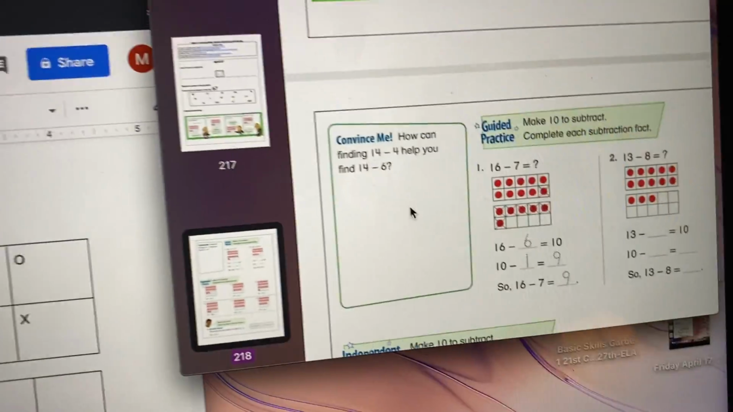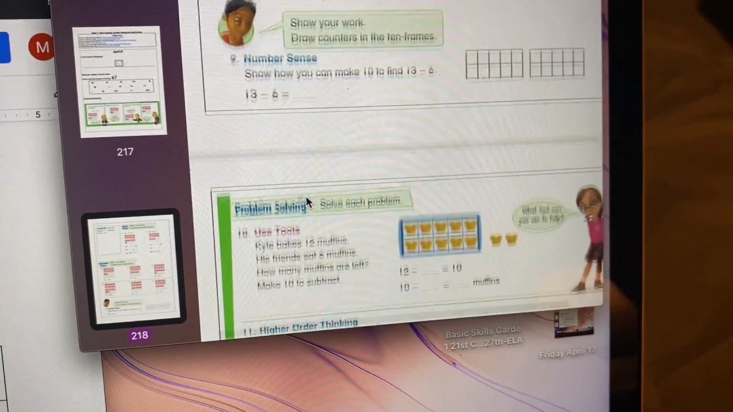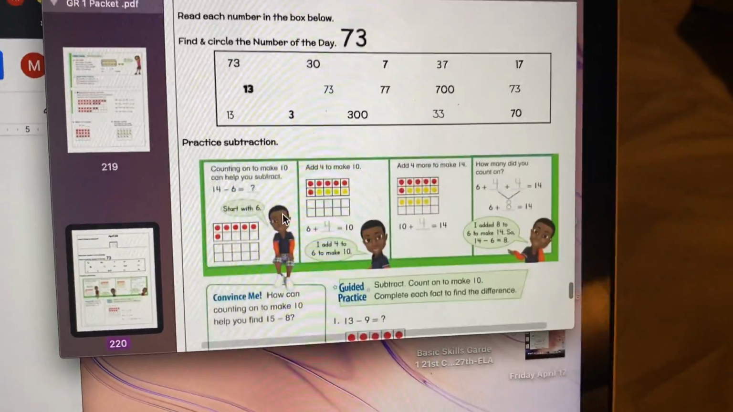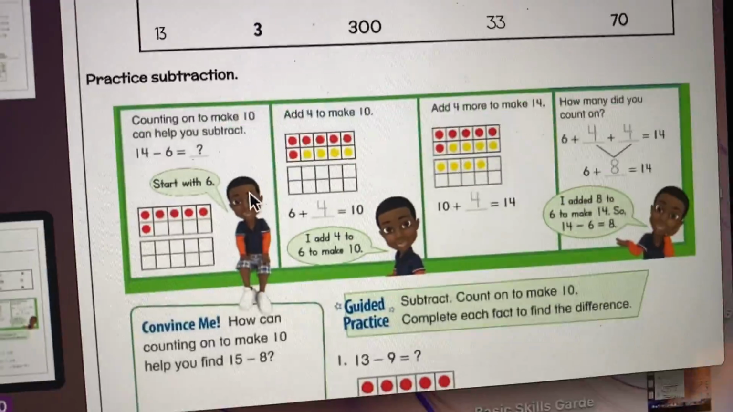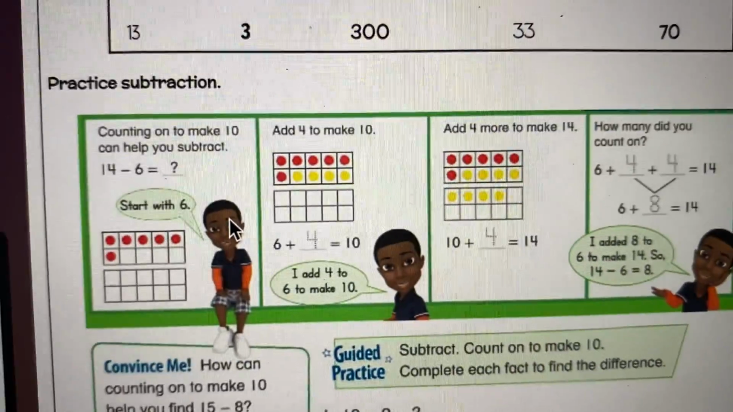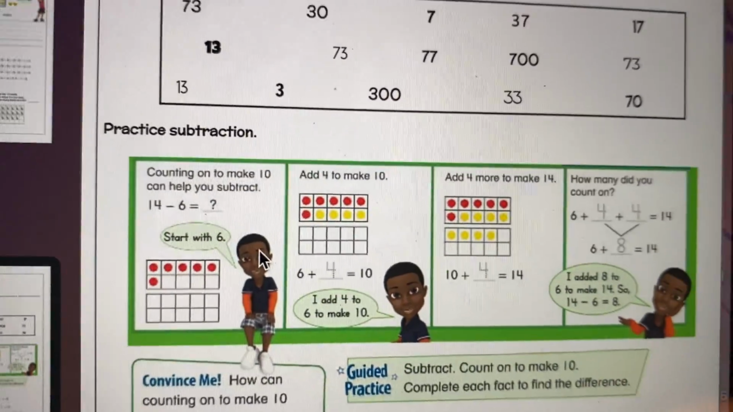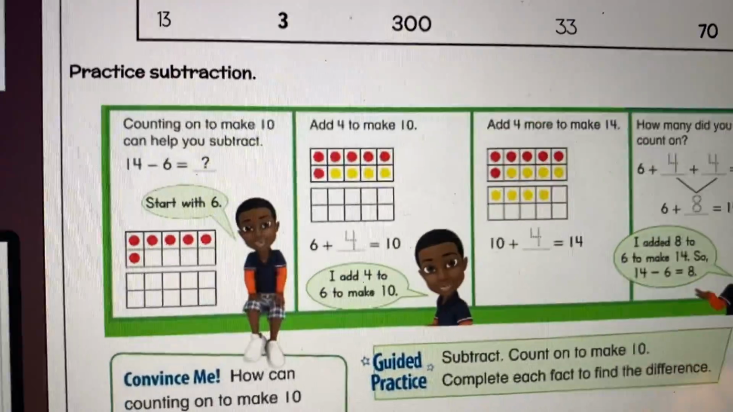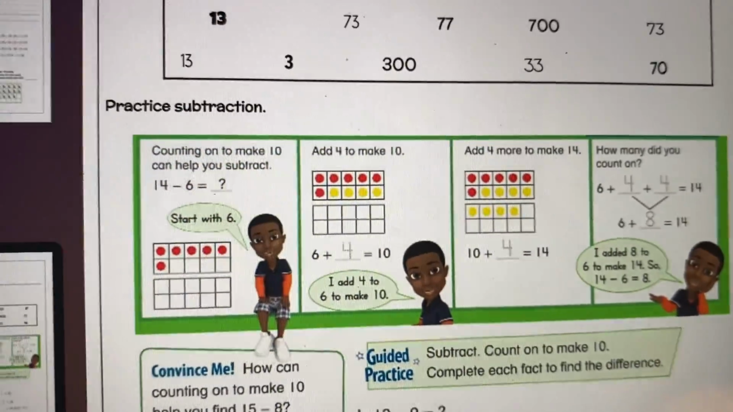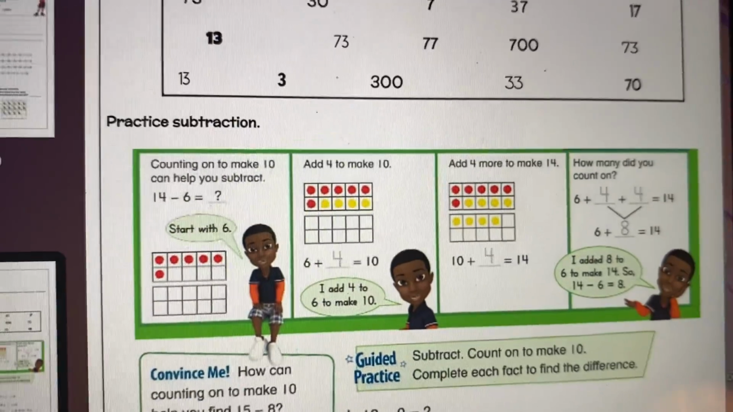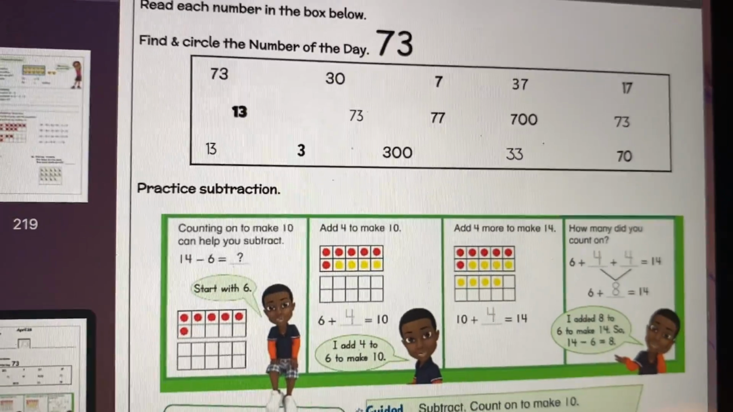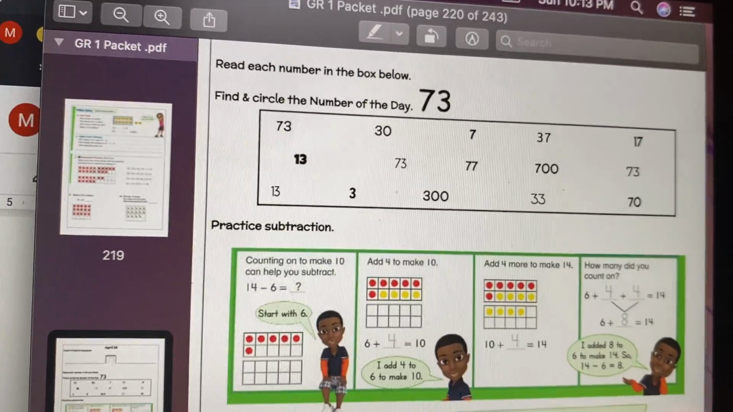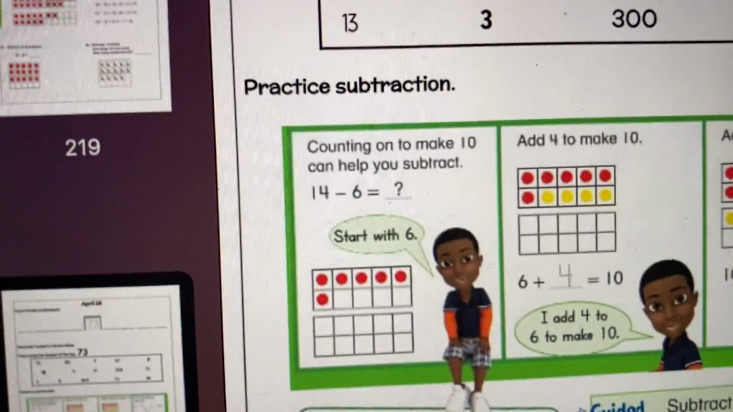All right, moving on to Tuesday. We are still practicing subtraction, but now we're counting on to make 10 to help us subtract. So the example they're giving you is 14 minus 6. You're going to start with your 6, and we're trying to get to 14. And whatever goes with 6 to make 14 is going to be the answer to 14 minus 6.